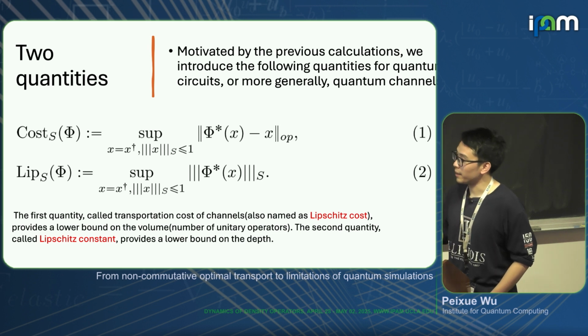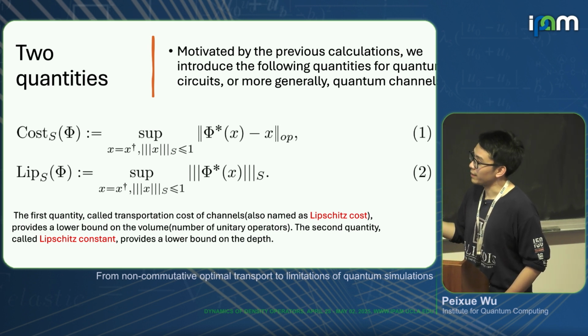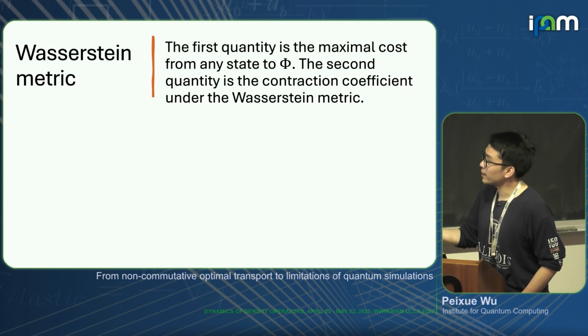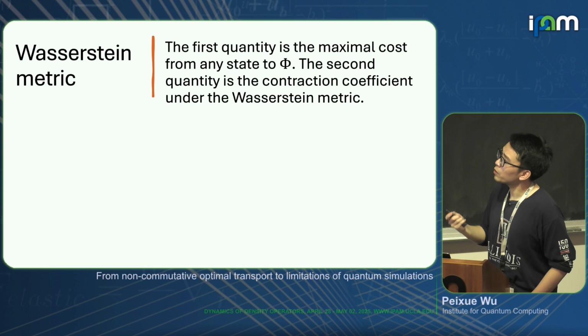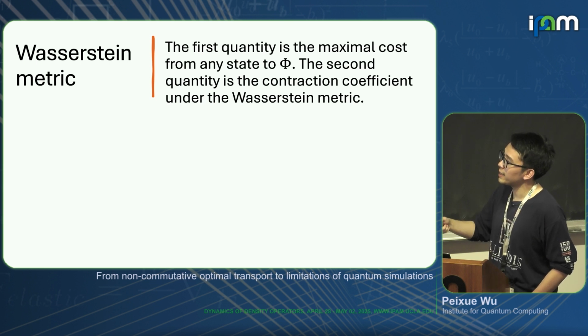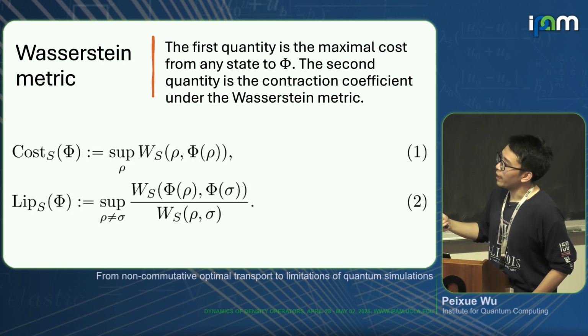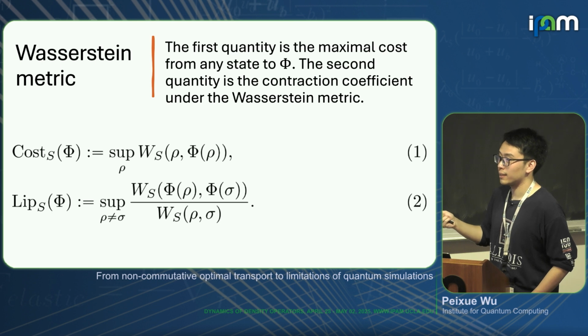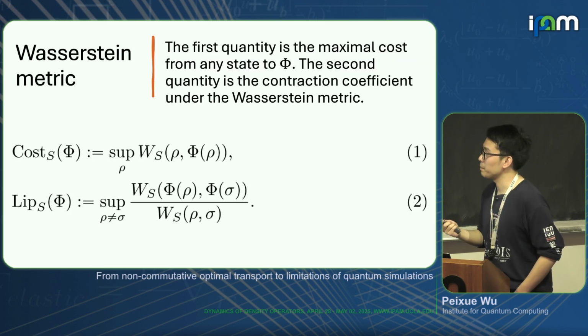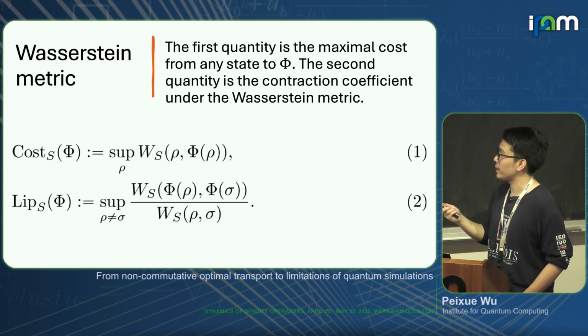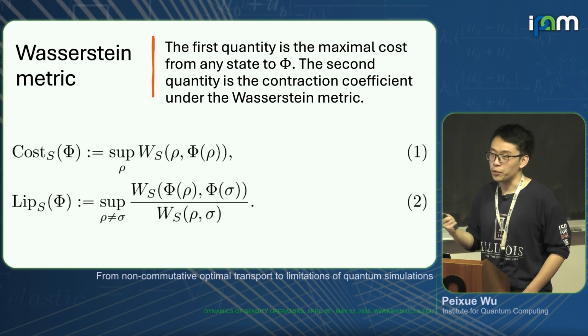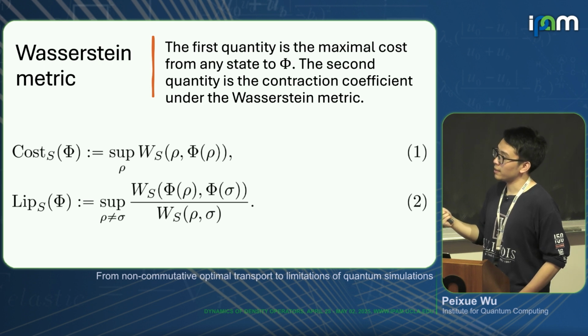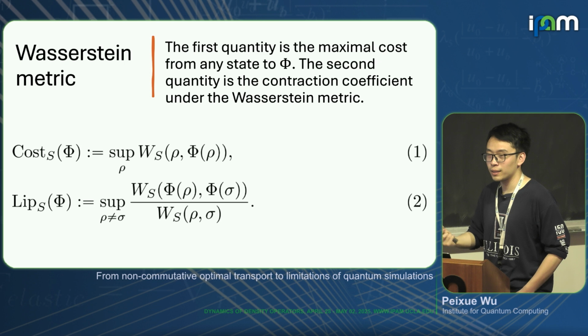The second quantity is called the Lipschitz constant. It's plainly from the definition. The connection here is that the first quantity is actually the maximum cost from any state rho to phi of rho. And the second quantity, as discussed by Roy on Monday, is equal to the Wasserstein distance contraction coefficient. The second result is not true in general, but only assuming that S is equal to S dagger. Then you can have that. So this is the Wasserstein metric interpolation of the two quantities we introduced here.